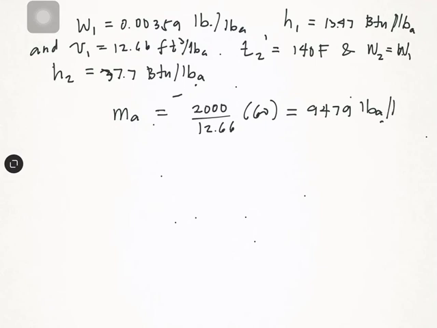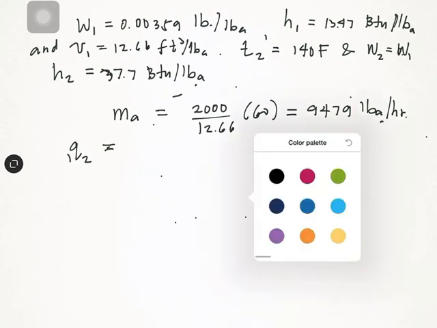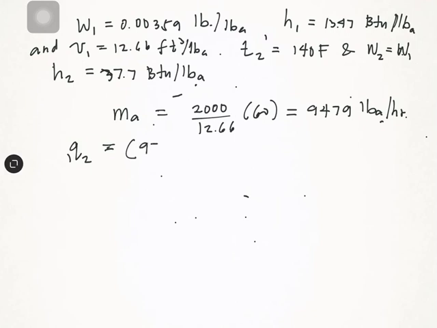So therefore our Q1 to 2 is 9479 times this one, 37.7 is the H2, minus H1, 13.47. So this is 229,676 BTU per hour.